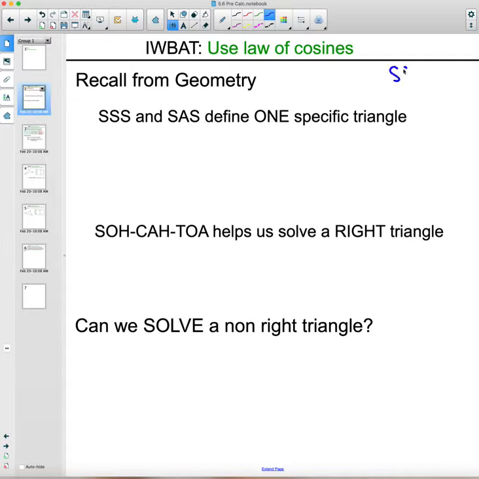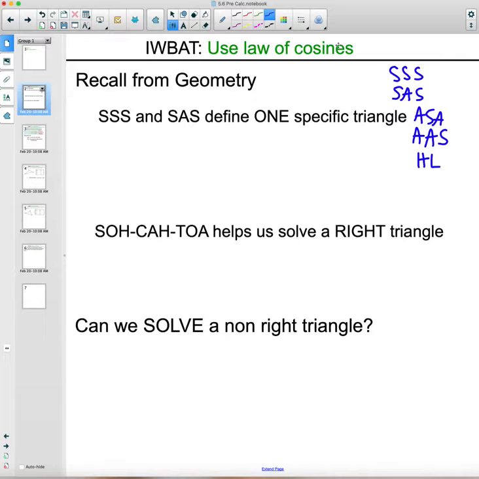So we did side, side, side, and side, angle, side. Those are the 2 we're going to be talking about today with law of cosines. You also had angle, side, angle, and angle, angle, side, and then you had hypotenuse, leg. So these were the 5 ways that if we saw measurements, that meant there was only one distinct triangle that could be made.